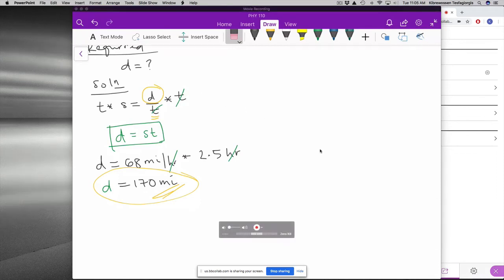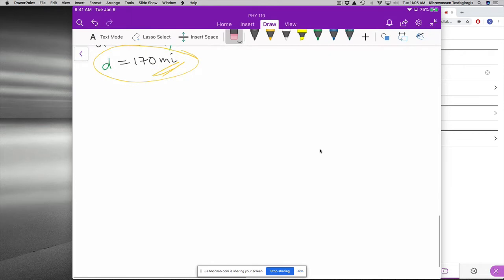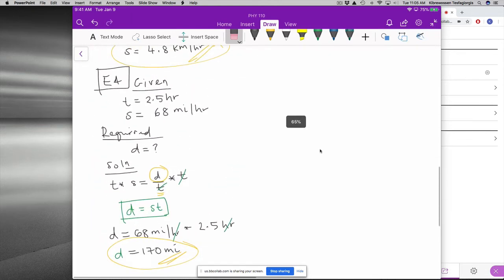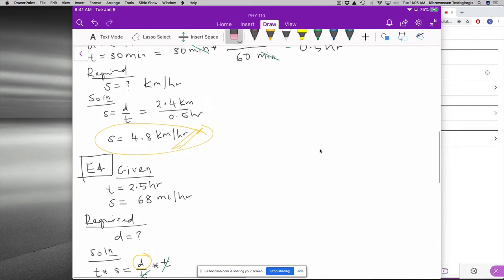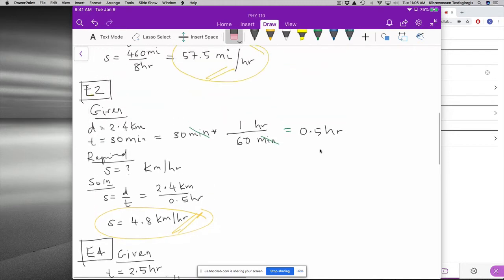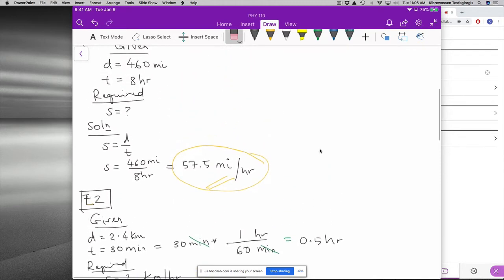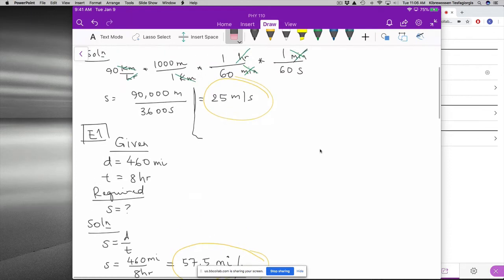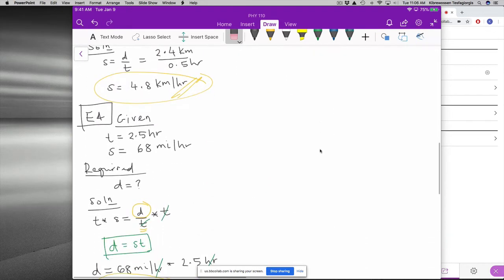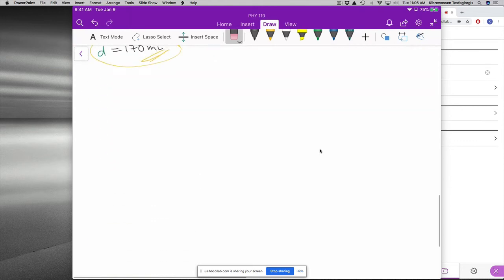Last week, we were about to finish chapter two, as you can see here on my whiteboard. We did a few examples, some of them incorporated unit conversion, some incorporated speed calculation, and a few incorporated distance calculation, and so on and so forth. Those are the questions that we looked at, and those are the solutions.